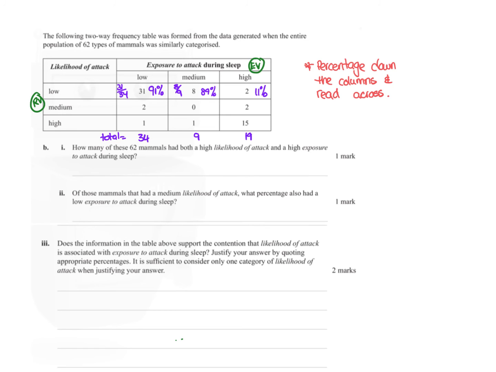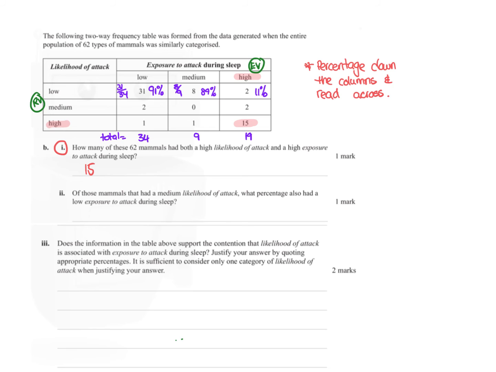So if I look at question 1, how many of these 62 mammals had both high likelihood of attack and high exposure to attack in sleep? So I'm looking at high likelihood of attack and high exposure, so it's simply 15.